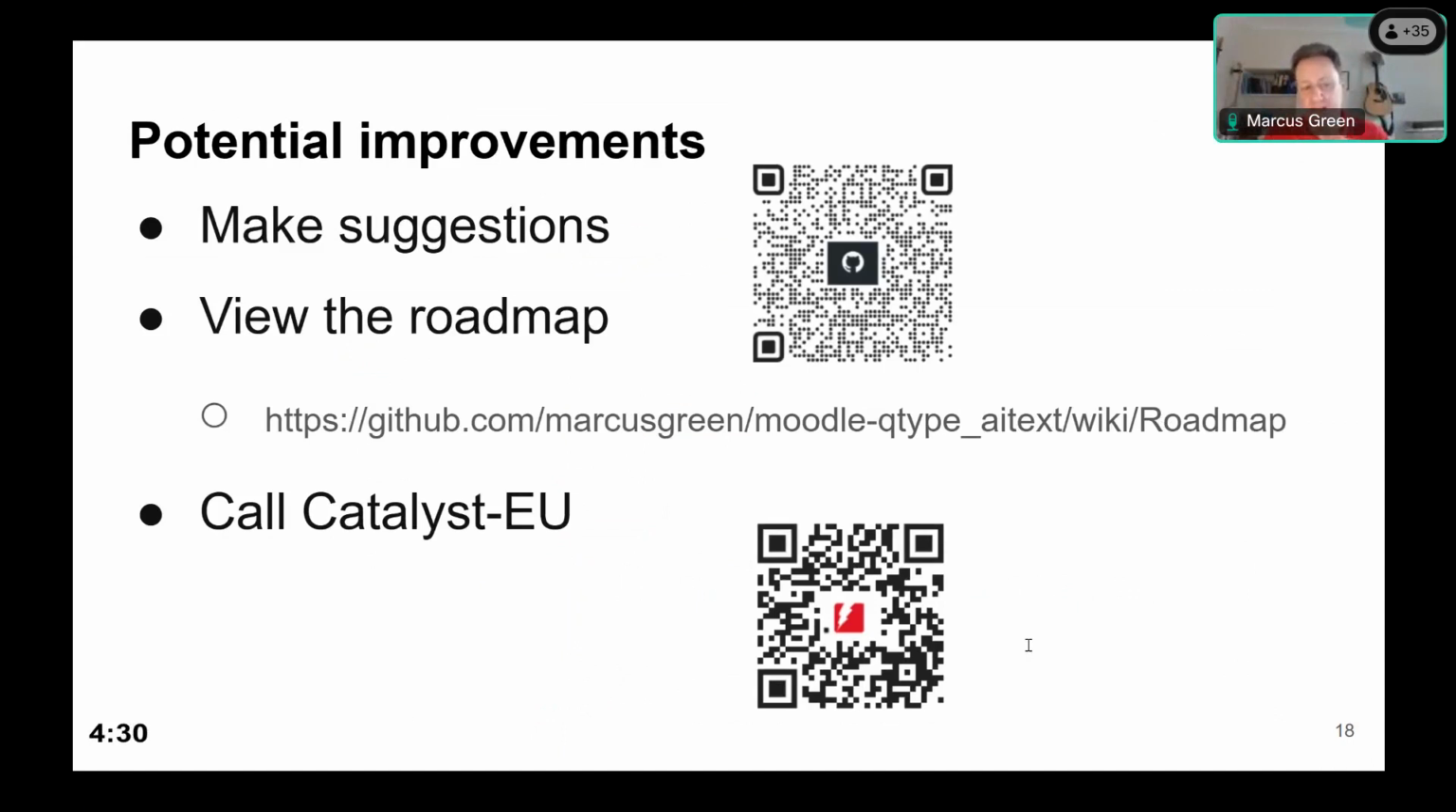It's, as I say, under development, and the only thing that could be accelerated, given there's time and there's money, is this: if you pay Catalyst EU money, it will accelerate the development of it over time.